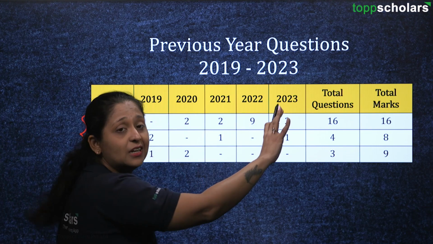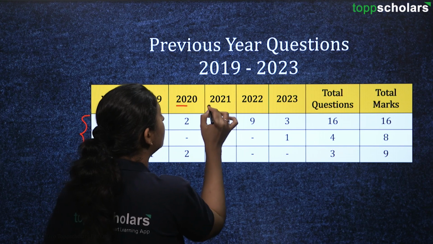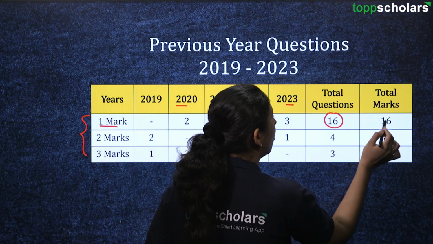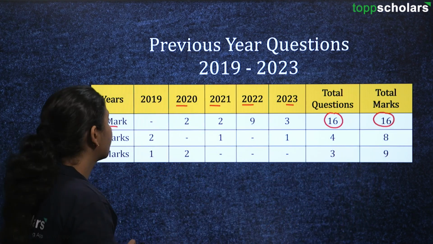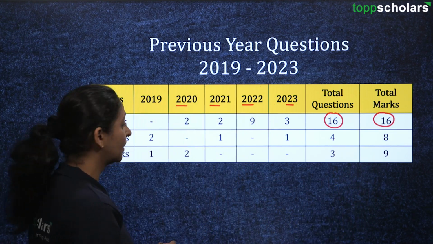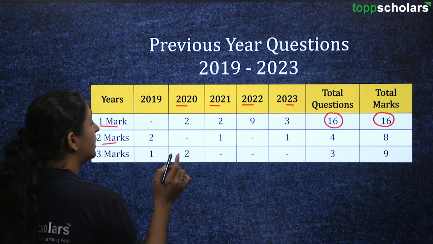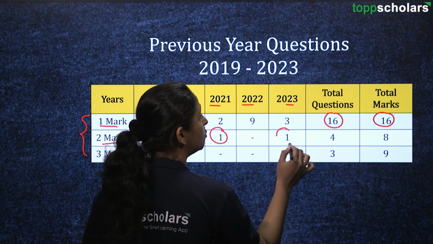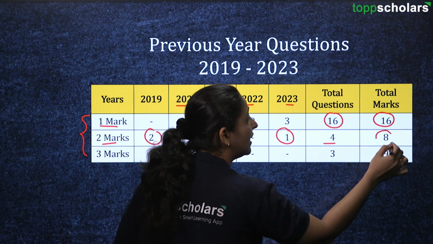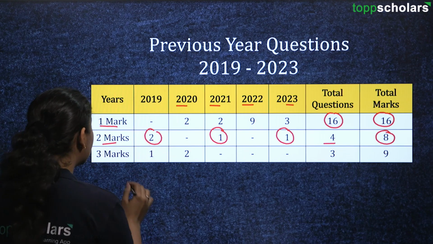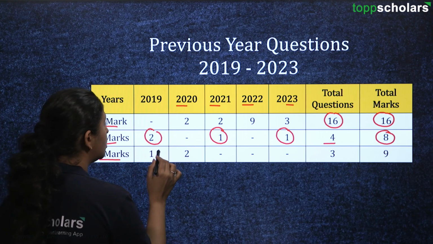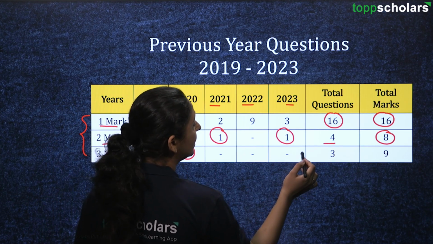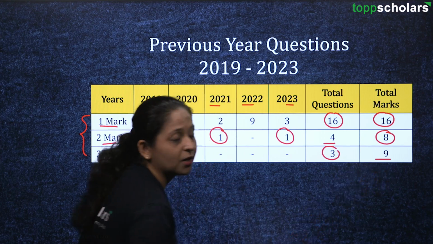They are consistently there for all the years 20, 21, 22, 23. That is in all 16 questions holding 16 marks for you. 2, 2, 9 and 3. Then for the 2 mark question, there were 2 questions in 2019, 2 in 21 and 1 in 23. 4 questions holding 8 marks for you. Whereas for 3 marker, you have 1 question in the year 2019, 2 questions in the year 2020, giving you a total of 3 questions and 9 marks for you.